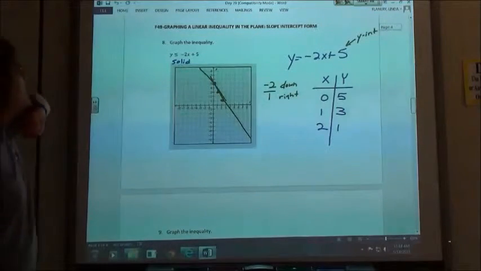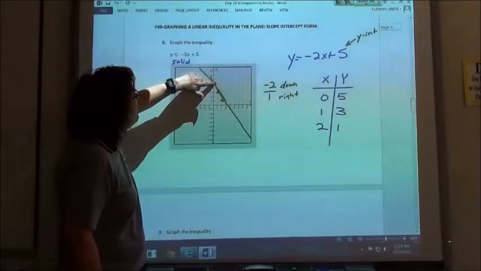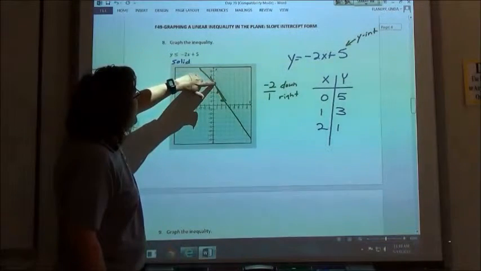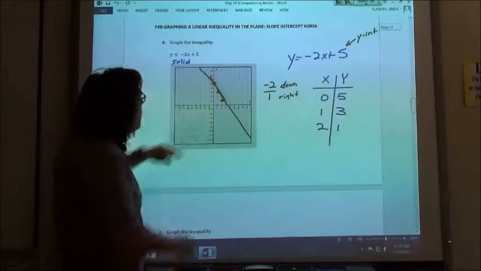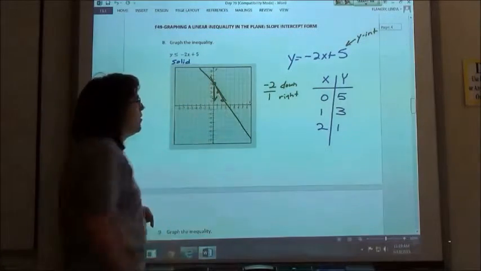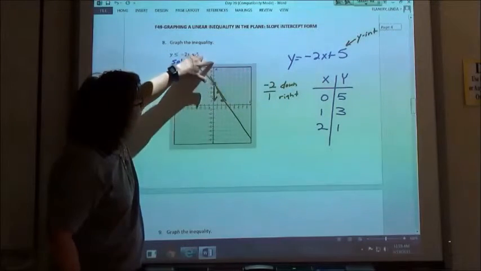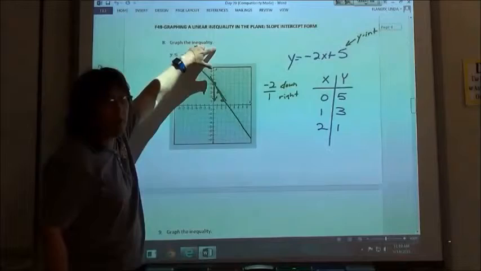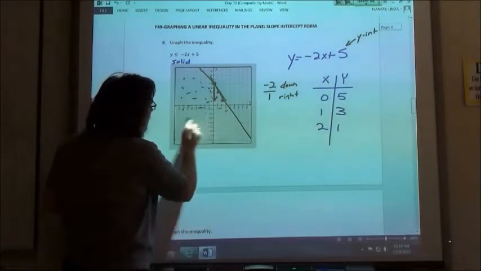I have to figure out my shading. I'm thinking about the y value. So look at your y-intercept of 5. Y, we want to be less. So I want to go down on my y-axis, down here. And so I end up shading here, not here. Up here would be greater. My y values would be greater than that 5. So here's the section I'm going to end up shading.